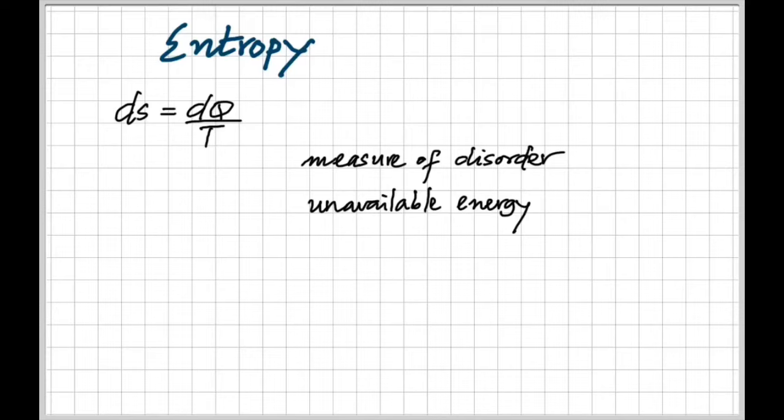What's dQ? Either the heat given to the system or removed. And T is the temperature. This formula seems to imply that the temperature must be a constant, doesn't it? Yes, because entropy changes only during an isothermal change.